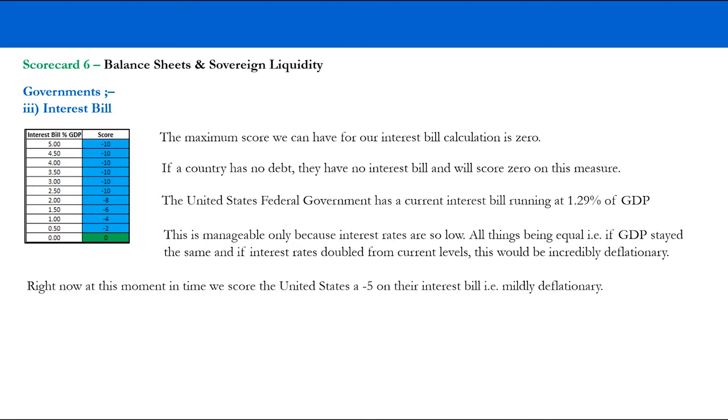All things being equal, if GDP stayed the same, and if interest rates doubled from current levels, this would be incredibly deflationary. So we'd be going up to this point here, so around 2.5%, and it would receive a maximum deflationary score. Because we're on 1.29%, we're going to be scoring around a -4, -6. So right now, we score the United States a -5 on the interest bill, so mildly deflationary.